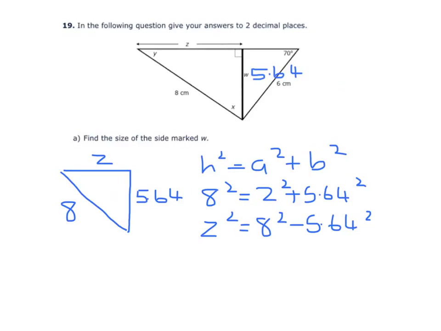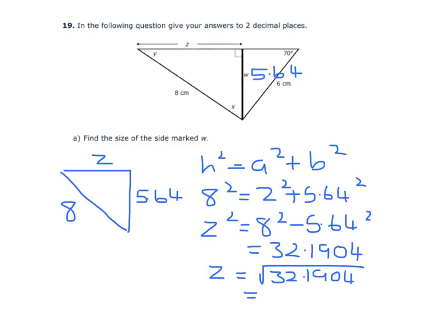which gives us 32.1904, and the reverse or the inverse of squaring is the square root. And if we take the square root of that to 2 decimal places, we get that Z is 5.67.